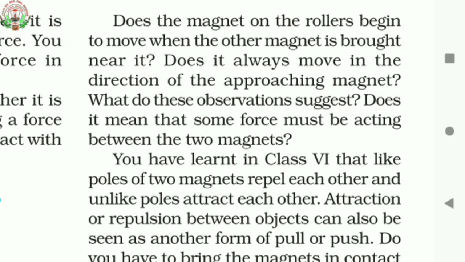When I explained the effect of force, at that time I told you a force can change the state of an object. Here, the magnet moves backward and forward. Does it mean that some force must be acting between the two magnets?